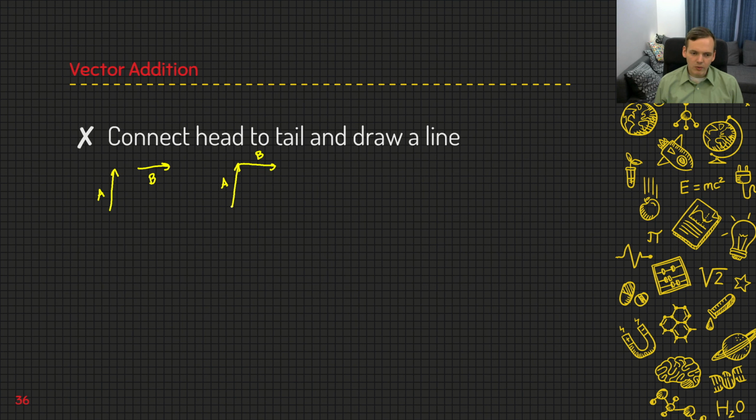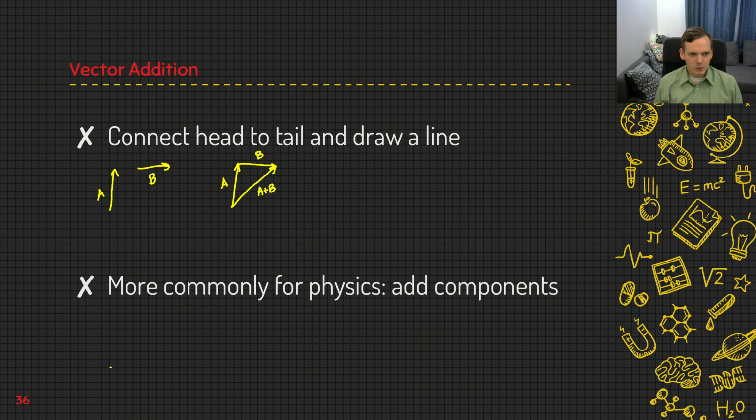And then I start from where I started and go all the way to the end. And this vector will be A plus B. And so we could do this again and again with multiple vectors. But more commonly in physics, we're going to add components.